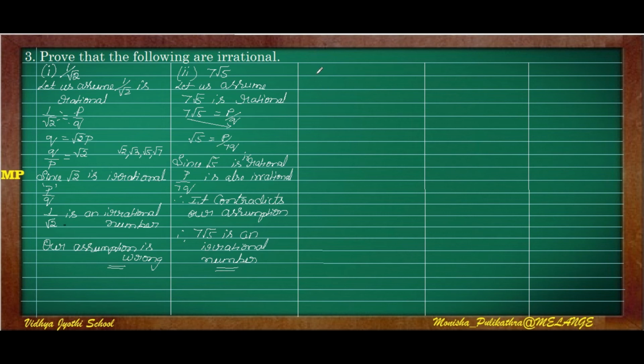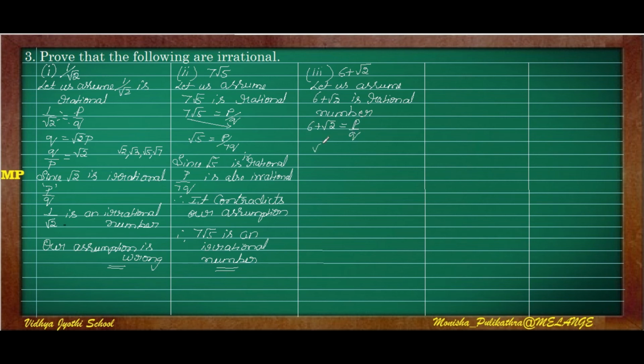So in the same way, there is one more problem, the third one. All 3 problems are very easy. The third one is 6 plus root 2. Again we have to assume, let us assume 6 plus root 2 is a rational number. So before proving something as irrational, first we have to assume it is rational so that we can disprove it in the end. So we know that if 6 plus root 2 is rational, then it can be written in the form of p by q.